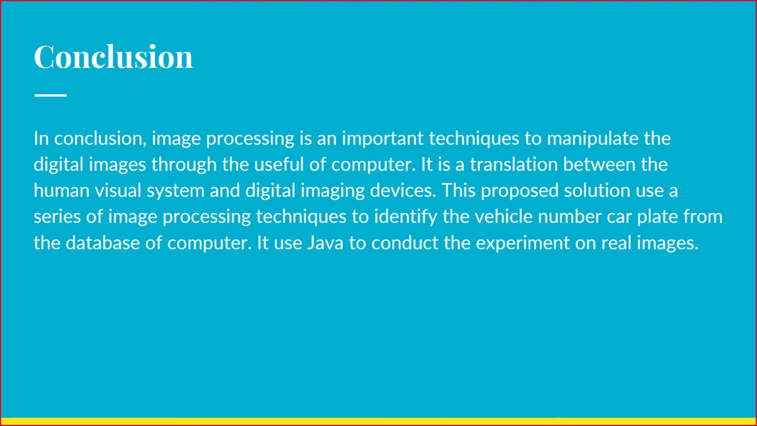So in conclusion, image processing is an important technique to manipulate digital images through the use of computers. It is a translation between the human visual system and digital imaging devices. This proposed solution uses a series of image processing techniques to identify the vehicle number plate from the database of the computer. It will use Java to conduct experiments on real images.